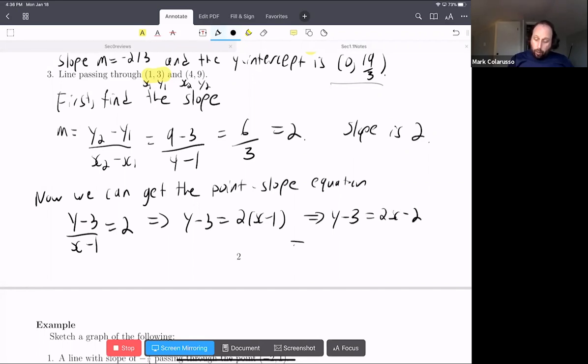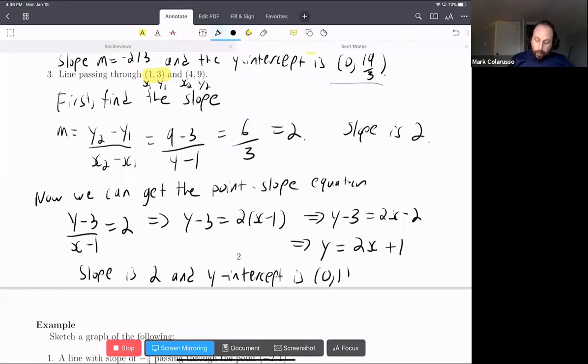And so solving for y, we get the intercept form. So you get y is 2x plus 1. So the slope we've said is 2. And we see the y-intercept is 0, 1.